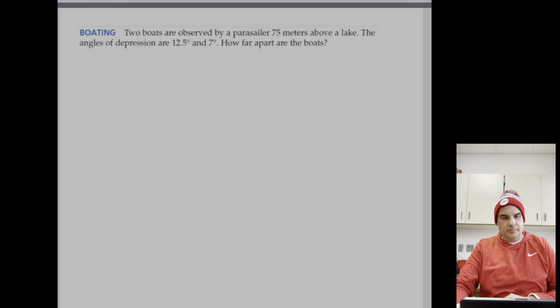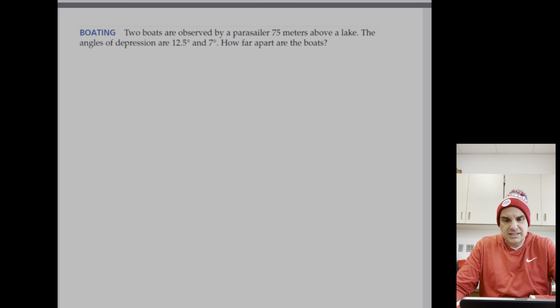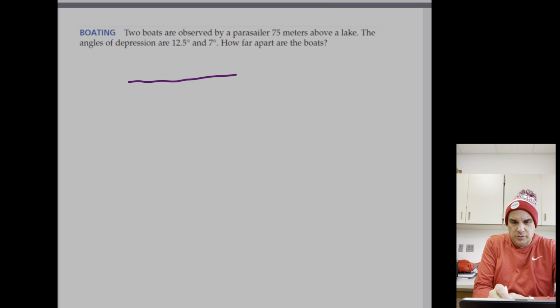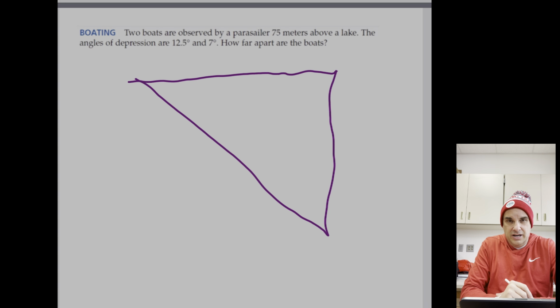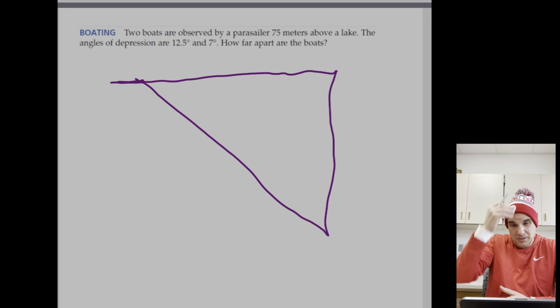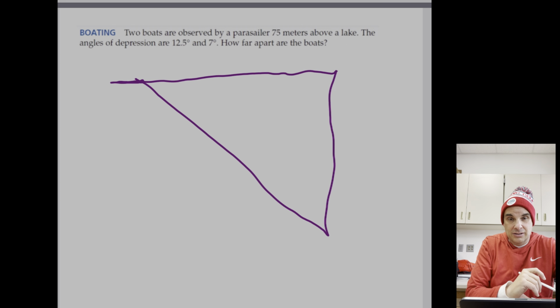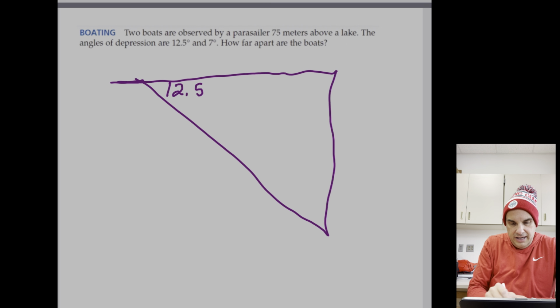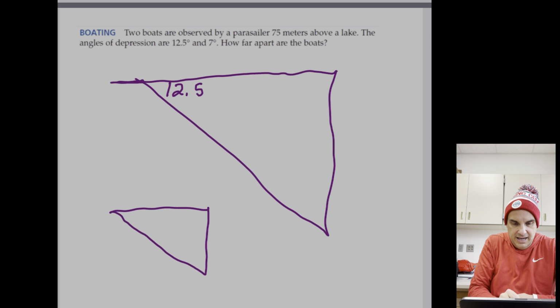I'm back. All right, last one that we're going to look at. It said two boats. So we've got two boats observed by a parasailer 75 meters above the lake. The angles of depression are, okay, so we're looking at an angle of depression problem. So we're going to have a triangle that looks like this, but in actuality, this parasailer is seeing two different triangles. One of them is at an angle of depression of 12.5. I should learn how to write better. The other angle that he has, and I'm just going to draw a second triangle here, is 7 degrees.